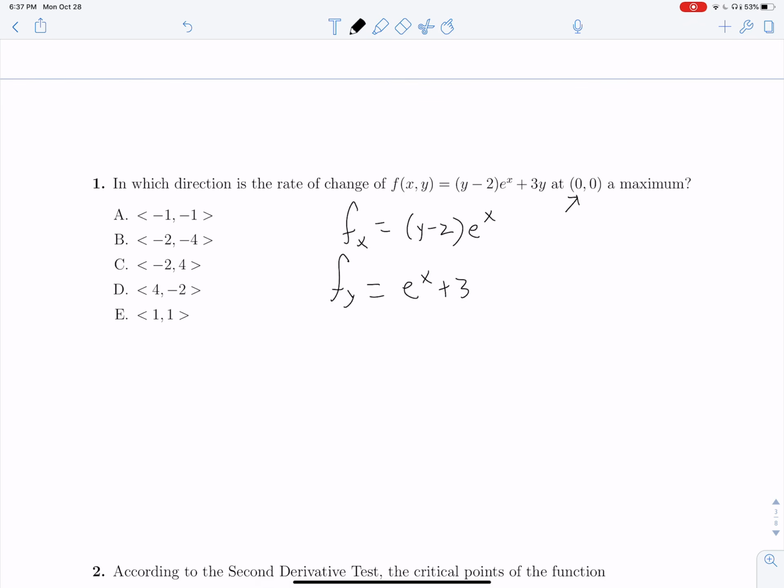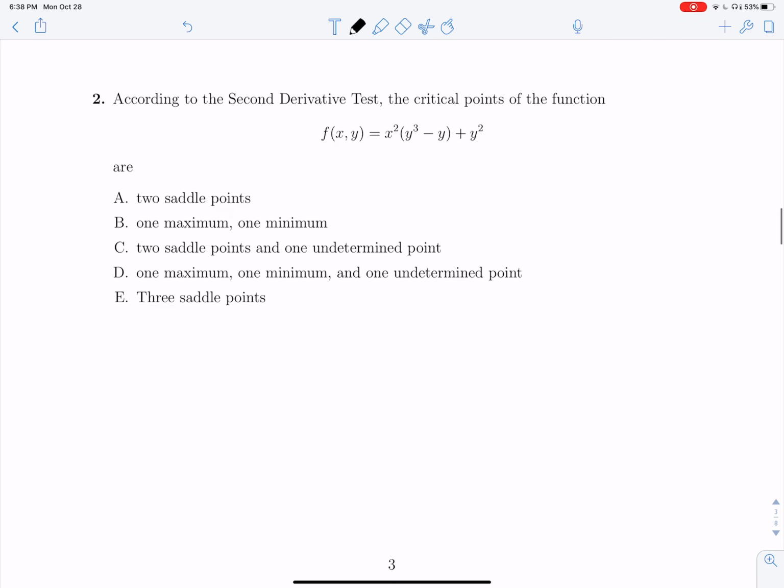And they want it at 0, 0. So we'll put it at 0, 0. Plugging in 0 for x and y, we get negative 2 times 1. And for fy, we get 4. So negative 2 comma 4 is our answer.